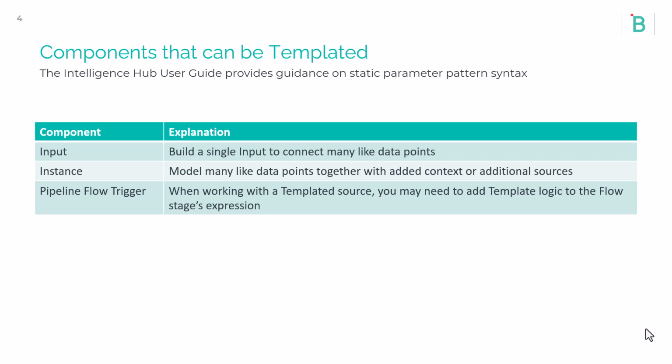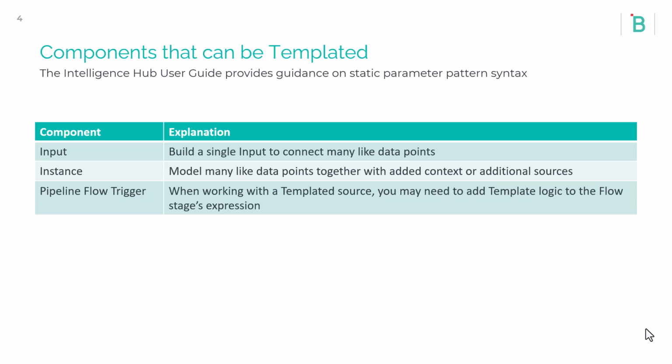Multiple Intelligence Hub components can be templated, and this includes inputs, instances, and the pipeline flow trigger stage. So in a solution, the connection input could be templated so we can manage one configuration input to pull in many like data points.